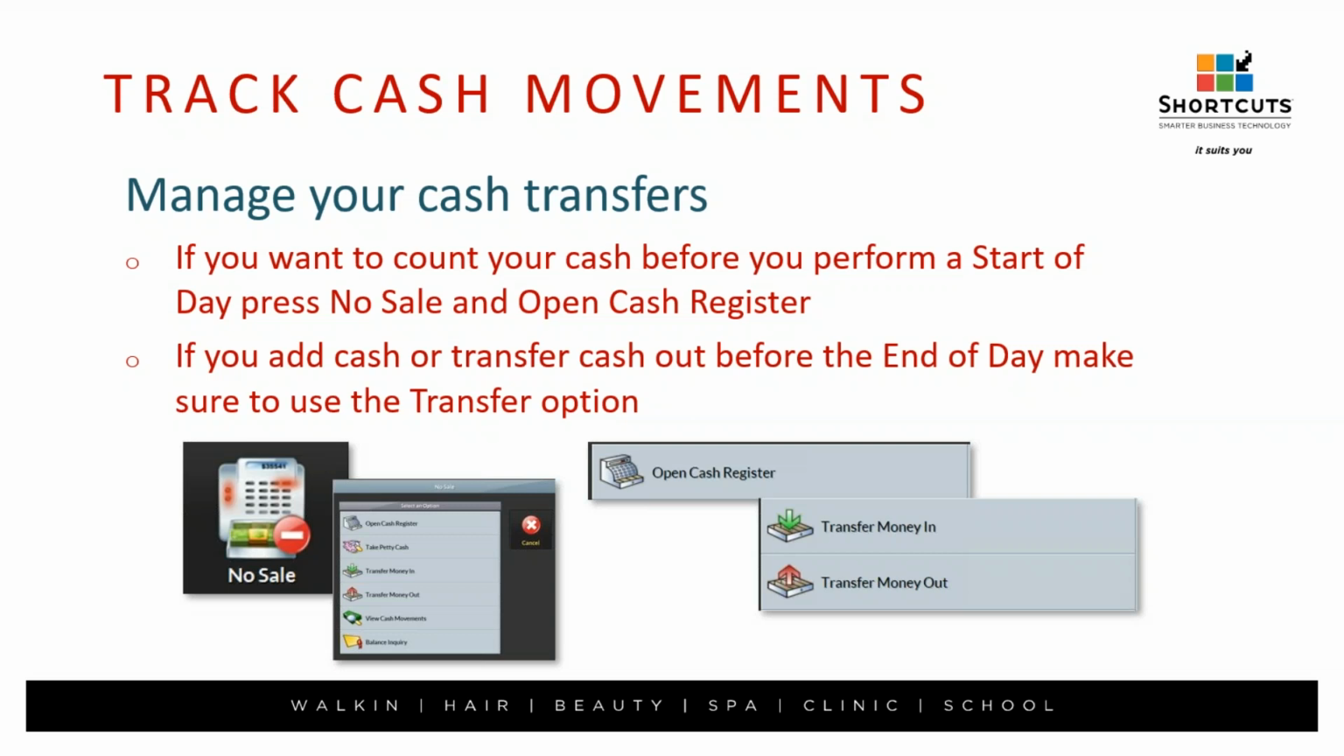So you do that, you then tell Shortcuts, I'm going to transfer money in at $100. And when you do your count at the end of the day, Shortcuts will remember you added money to your float before you did your end of day. So always make sure, if you're making adjustments after you perform your start of day, use your transfer money in or transfer money out options. You can also use your petty cash option to make sure that any petty cash that was taken out is accounted for.